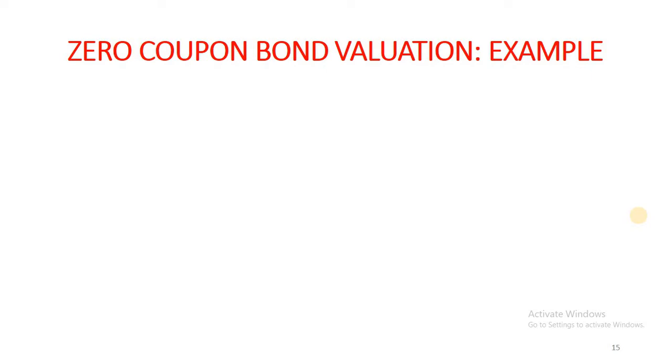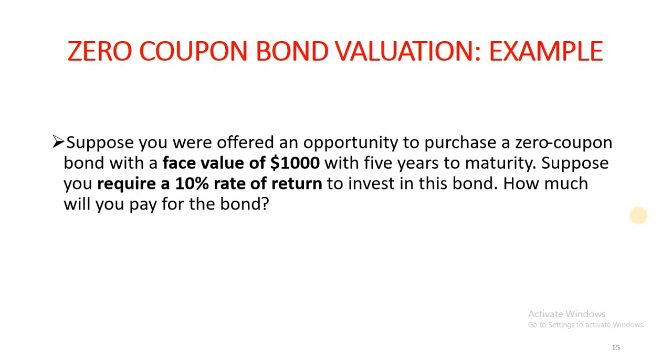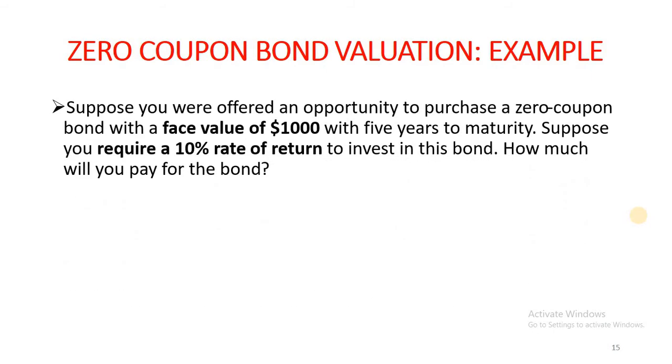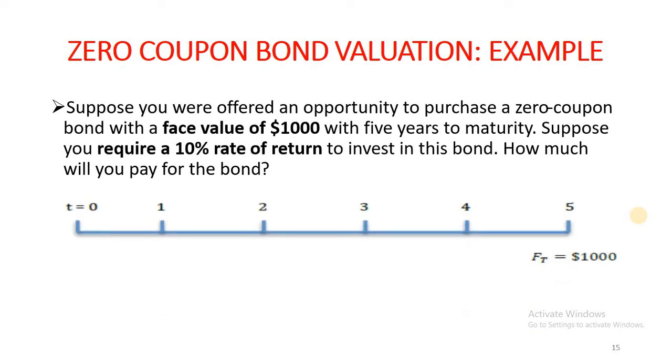Let's look at an example of zero coupon bond valuation. Over here, the face value of this zero coupon bond is $1,000. Its required rate of return is 10%. So the bond will not pay any cash flows before year 5, and in year 5 it will pay its face value, which is $1,000. So based on the formula, value of this bond is $620.92.